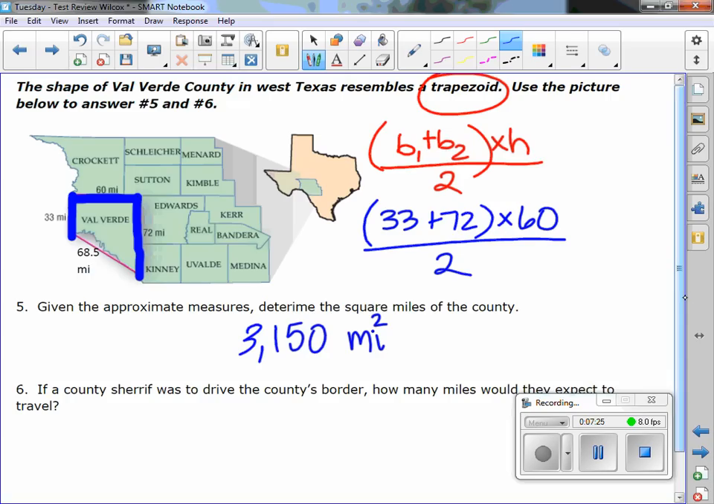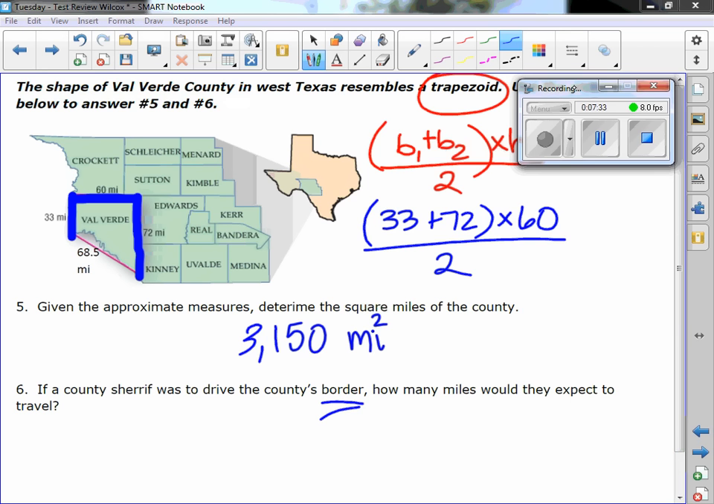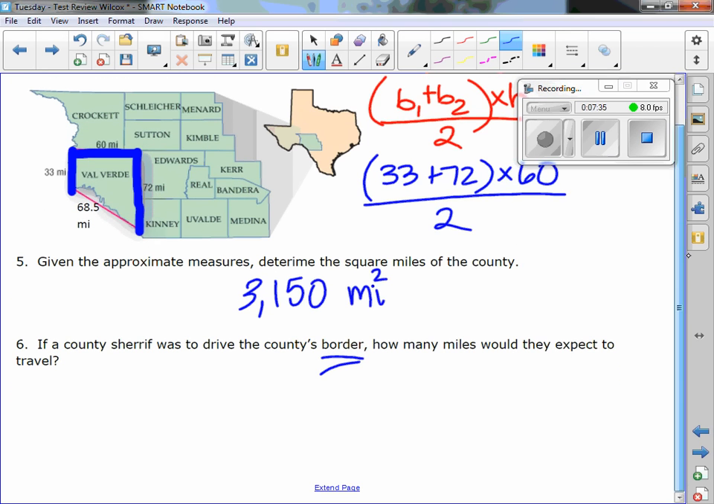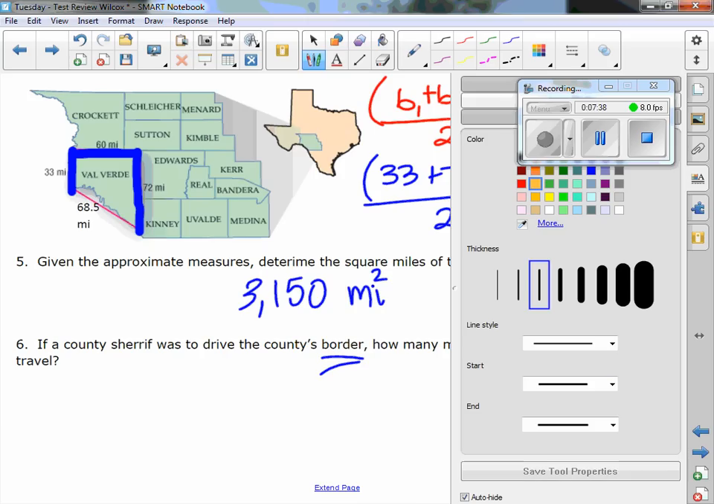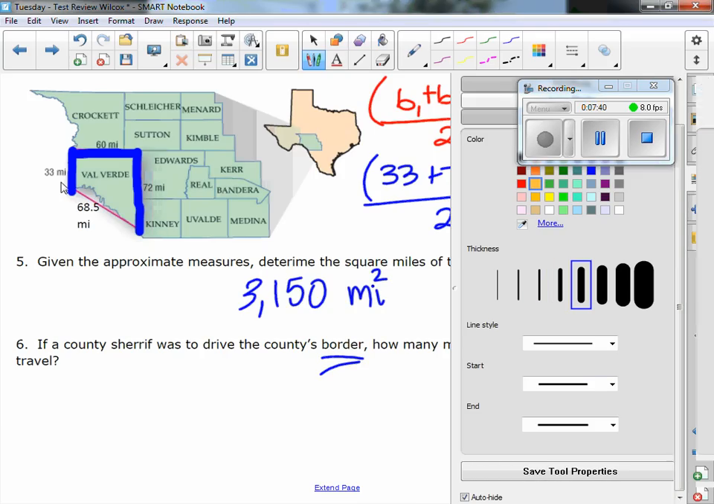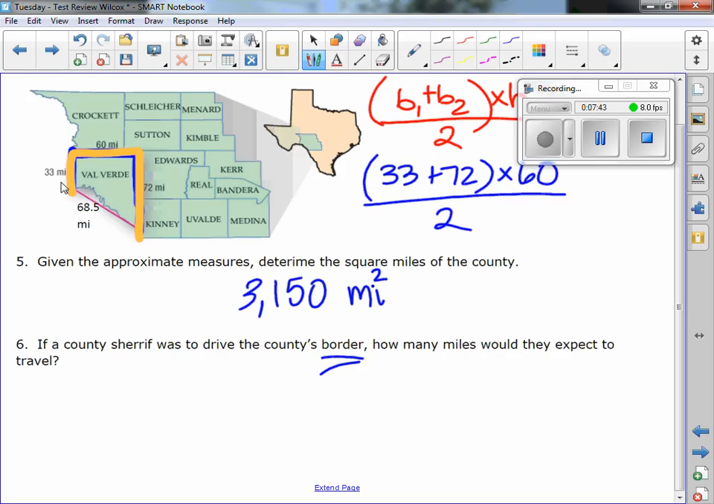The second part of this question says, if the county sheriff was to drive the county's border, how many miles would they expect to travel? So here, the border, our keyword, tells us that we need to find perimeter. So this sheriff is going to go all the way around 33, 60, 72, and 68.5. So adding all those together, you find that he drives a total of 233.5 miles. It's just distance. We haven't found area. It's just the distance that he's driving. So it's just miles, not miles squared.